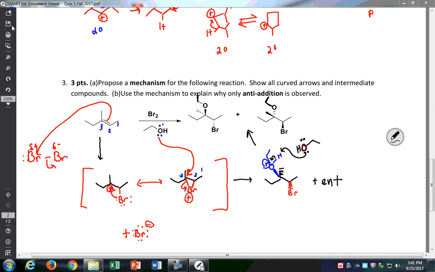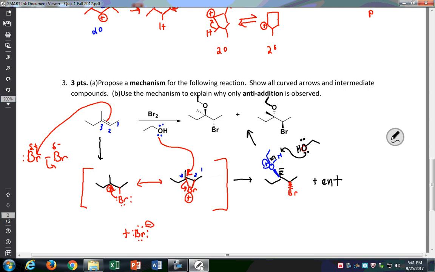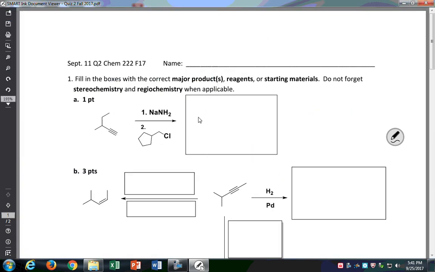That's quiz 1. Going on to quiz 2. Quiz 2, we started looking at triple bonds. And this first reaction, have a good night.